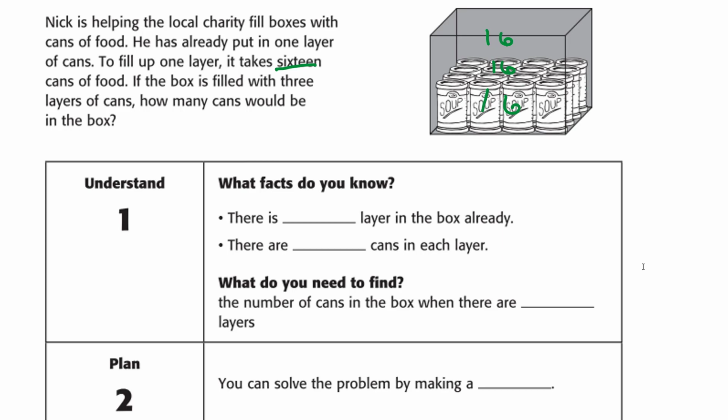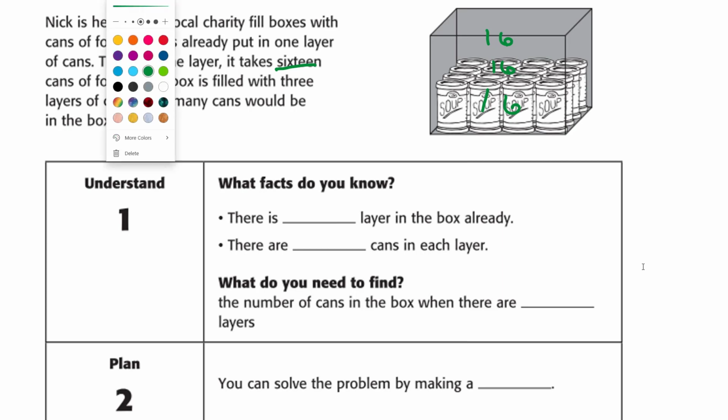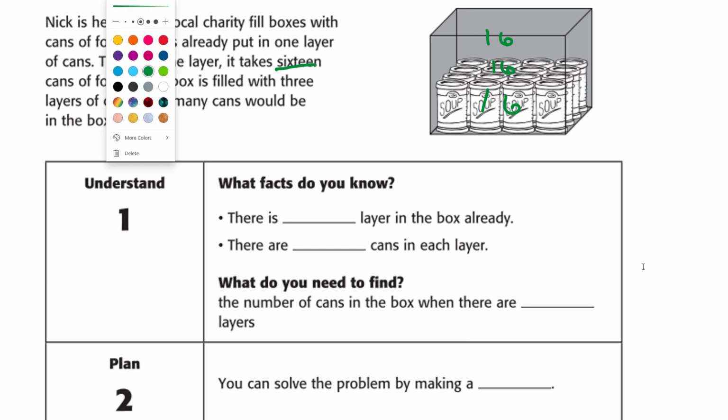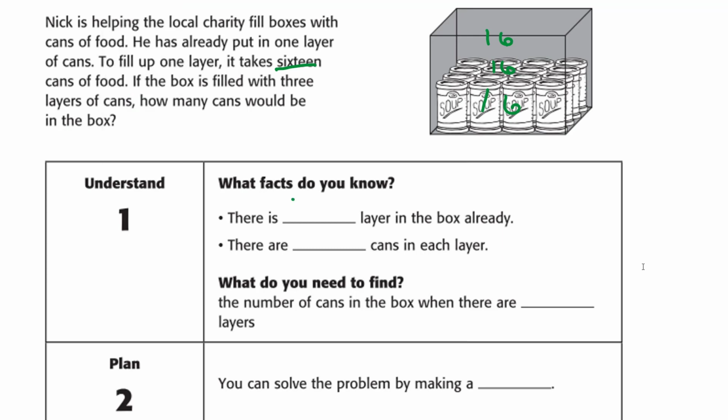Okay, what facts do you know? There is blank layers in the box, so there are 3 layers in the box. No, that doesn't make sense. Bad grammar, that's why I hate it. There was one layer, right? Layer is singular. So they gave it away to you guys. There is blank layer in the box. Yeah, it did say 1 layer in the box already. On her paper, she already had it written down. Yes, 1 layer in the box already.